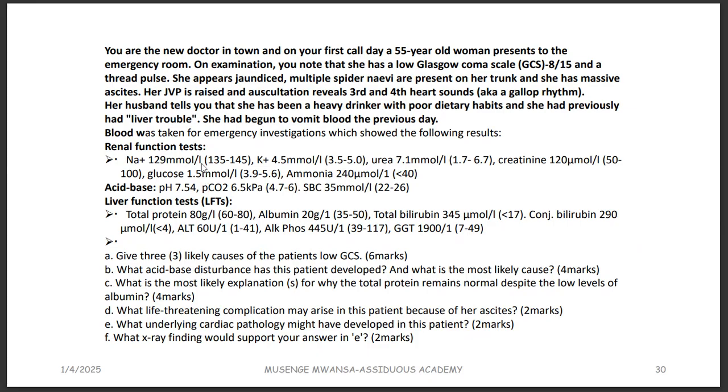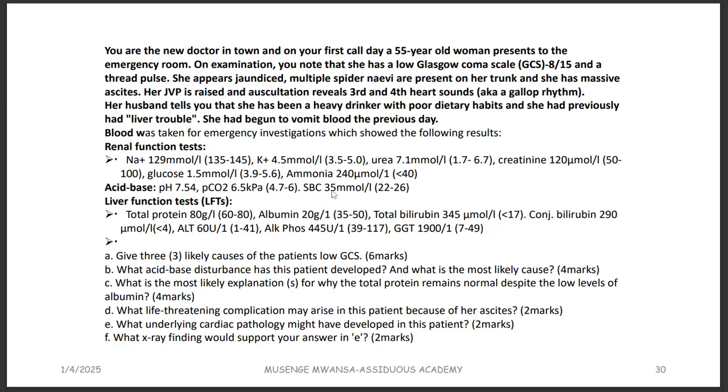Sodium is 129, you can see that's low. Potassium is 4.5, that is normal really. Urea is 7, that's above normal. Creatinine is 120, that's above normal. Glucose is 1.5, that is low. Ammonia is high. Acid base pH was 7.5, it is slightly alkaline. Partial pressure of carbon dioxide is 6.5, that's high.